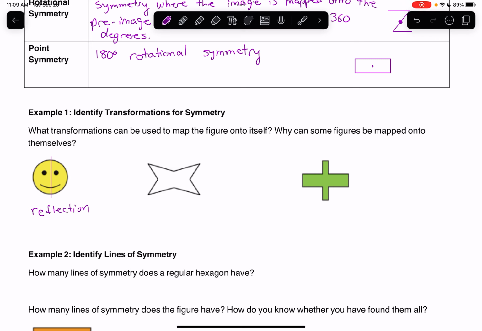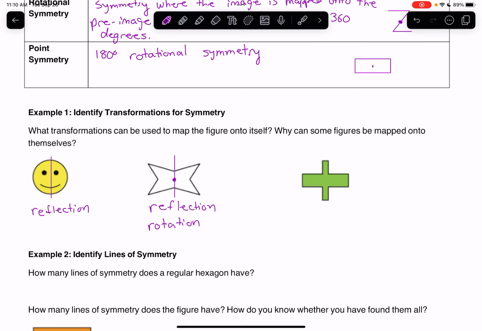This next shape, again, we could draw a line in it. We could draw multiple lines in it, and we could get those reflections that had the same thing on both sides. So this has reflection symmetry. But this shape also has rotation symmetry. If I took the shape and I spun it around 180 degrees, it would map onto itself. So we could use a rotation to map this shape onto itself as well.